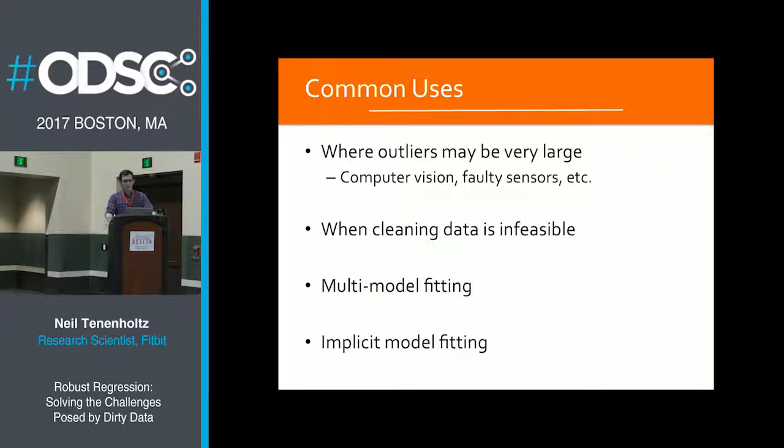Where do you see it? Where outliers can be large: computer vision, faulty sensors, you name it. When cleaning data is often infeasible: multi-model fitting, implicit model fitting, you name it.